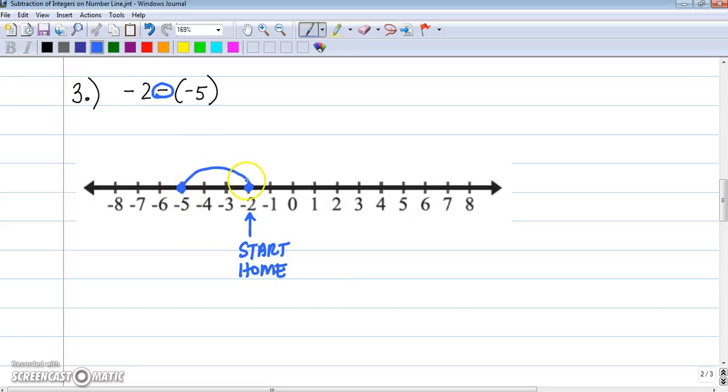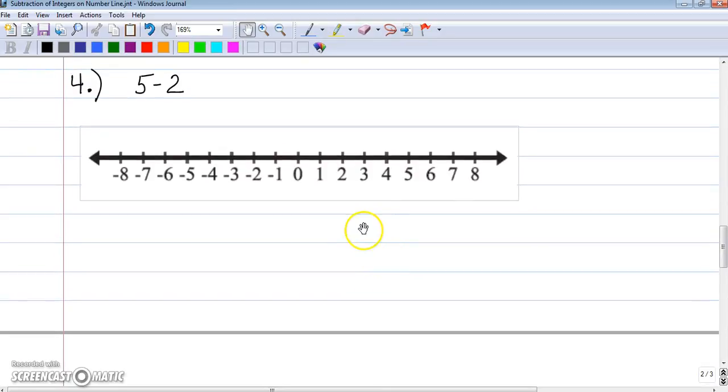I'll draw my hoop, and I want to find my distance, and I want to make sure that I'm going back home or back to the start. So that would mean I'm at negative 5, and I'm traveling 1, 2, 3 units to the right. So how far away from negative 5 is negative 2? Negative 2 is 3 units to the right.